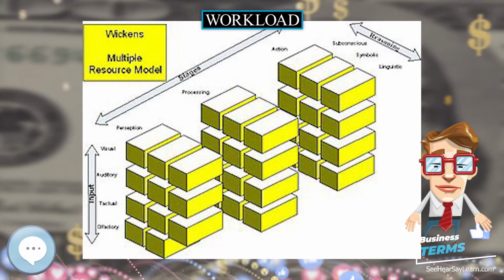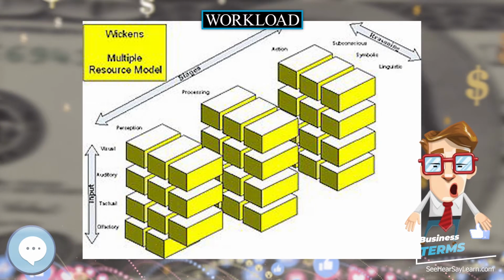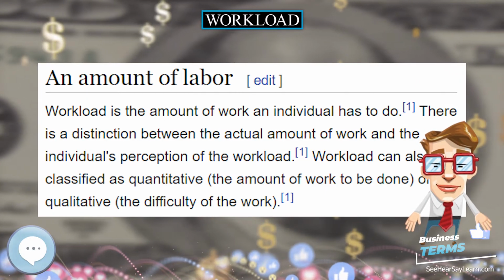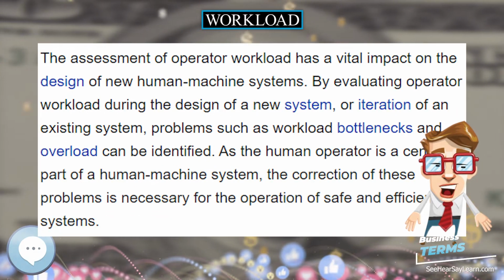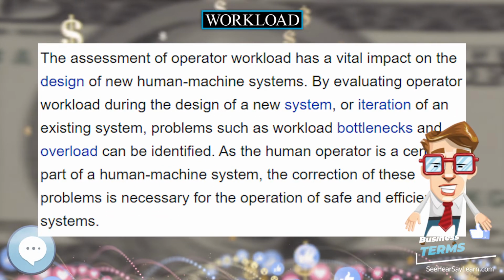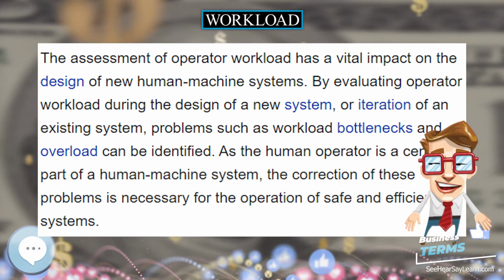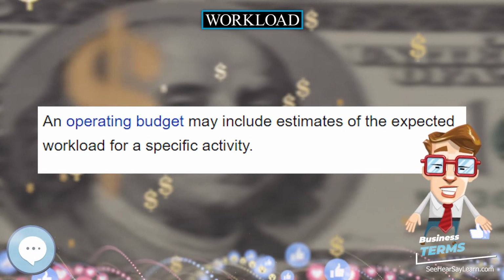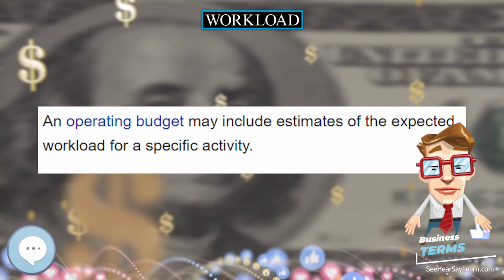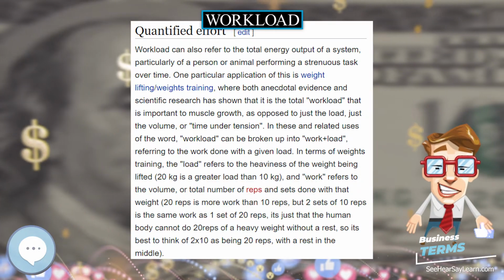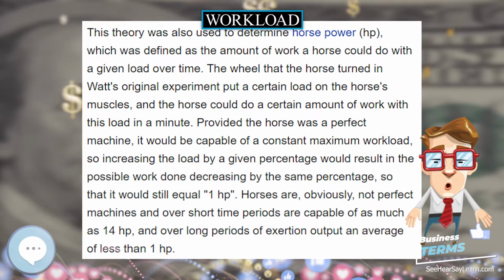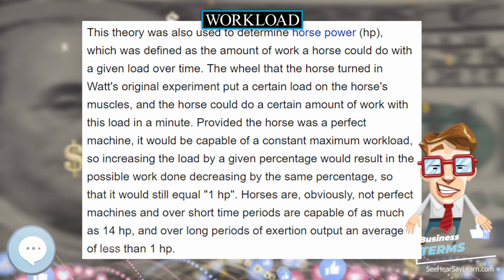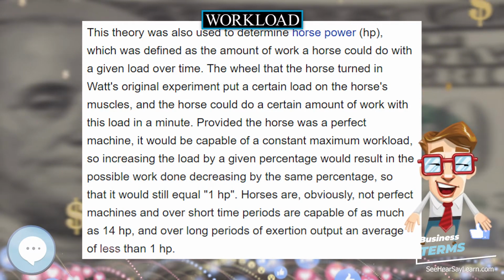Provided the horse was a perfect machine, it would be capable of a constant maximum workload, so increasing the load by a given percentage would result in the possible work done decreasing by the same percentage, so that it would still equal 1 horsepower. Horses are, obviously, not perfect machines and over short time periods are capable of as much as 14 horsepower, and over long periods of exertion output an average of less than 1 horsepower.